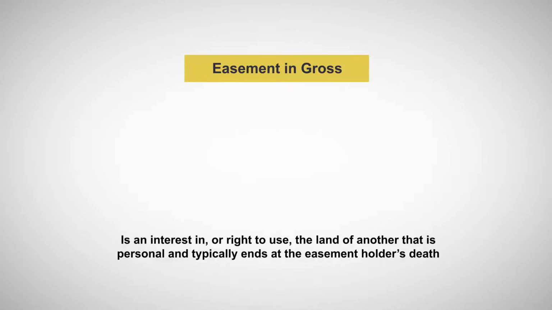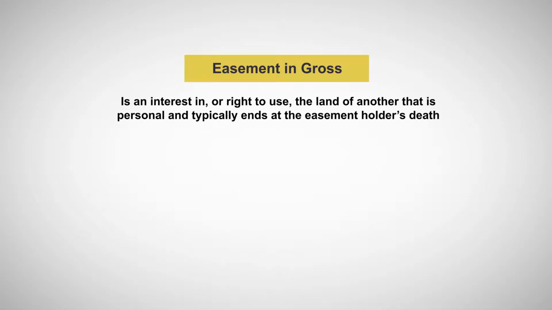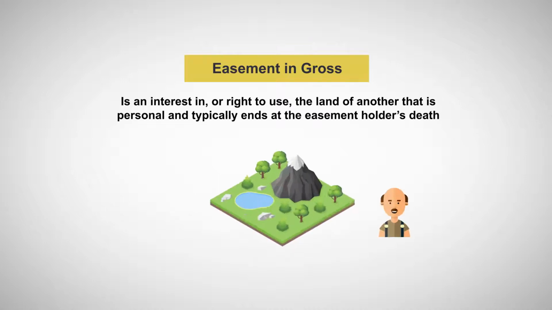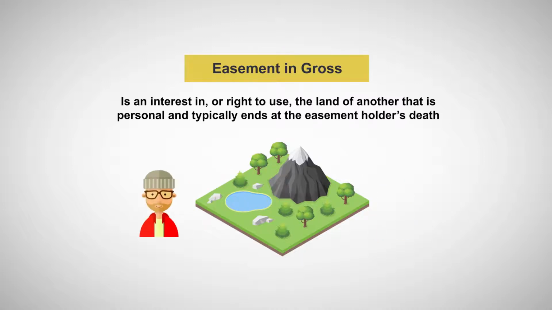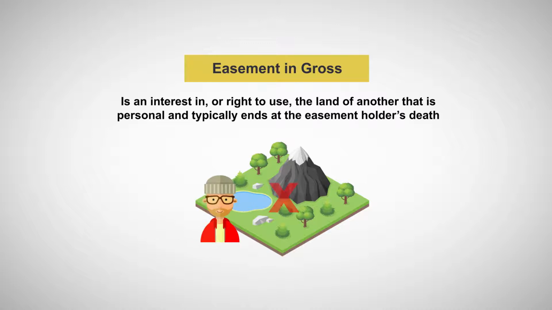An easement in gross is an interest in or right to use the land of another that is personal and typically ends at the easement holder's death. An example of an easement in gross being created is when a landowner grants another the right to come upon his land to fish and hunt. Once the grantor of this easement passes away or sells the property to another owner, the other party no longer has the right to use the land for these recreational purposes.